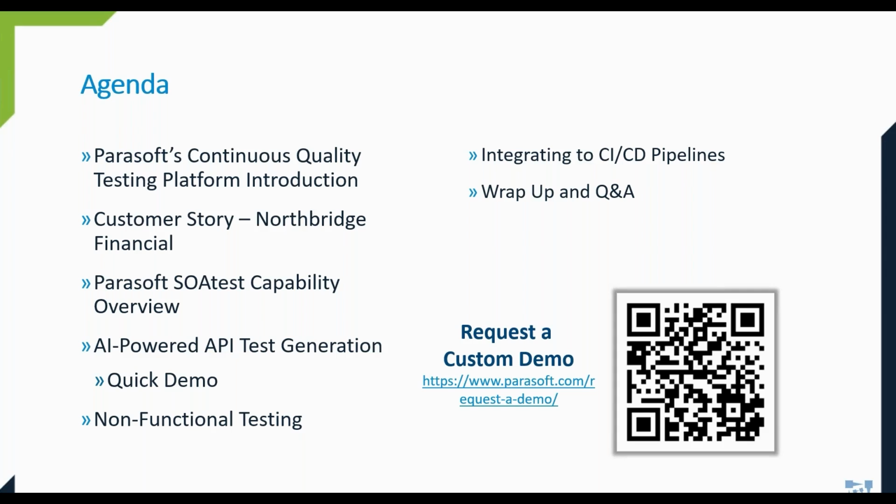We'll then get a bit more granular, and I'll turn it over to Ramiro. He's going to dive into that demonstration of our AI-enhanced API test generation capabilities using SOA-Test Smart API Test Generator. Then we'll look at how you can reuse functional test cases built with SOA-Test to meet your non-functional testing requirements. We'll discuss how SOA-Test integrates into CI/CD pipelines and optimizes test execution. And then we'll do a little wrap up and get to our live Q&A part of the presentation.